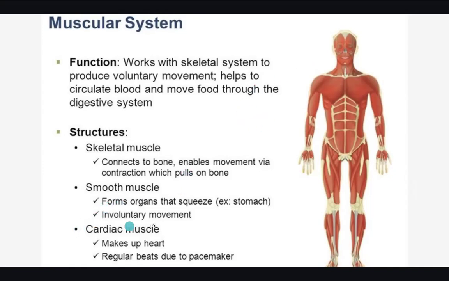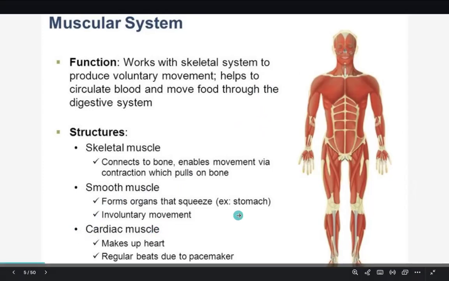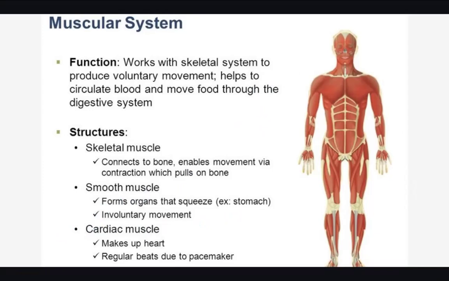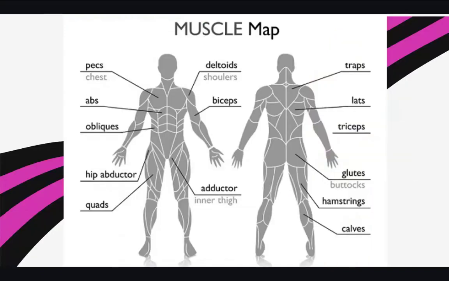Now, another type of muscle which is exclusively found in one specific organ, so we have the cardiac muscle. So it is a type of muscle tissue that makes up our heart, and this is responsible in pumping blood throughout our body via the pulmonary, systemic, and coronary circulation.